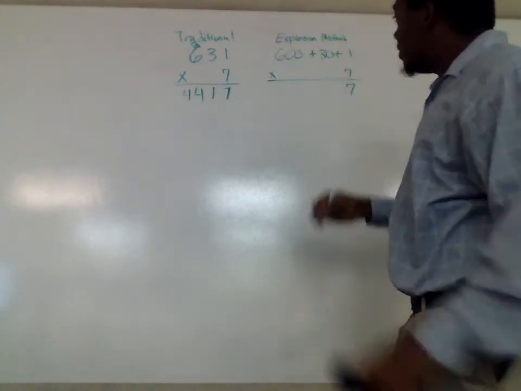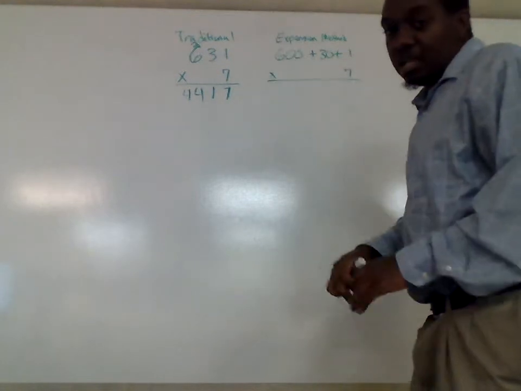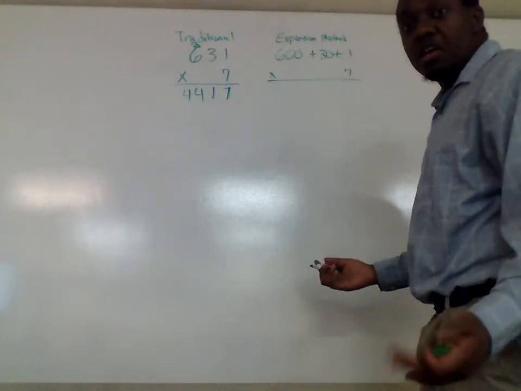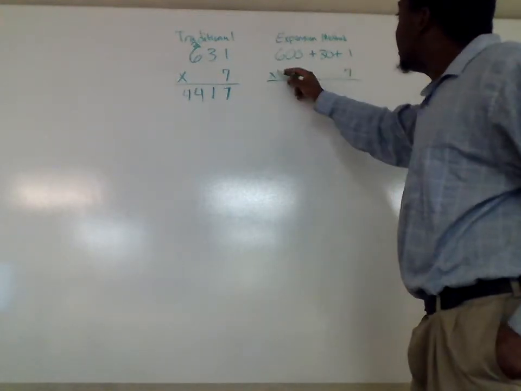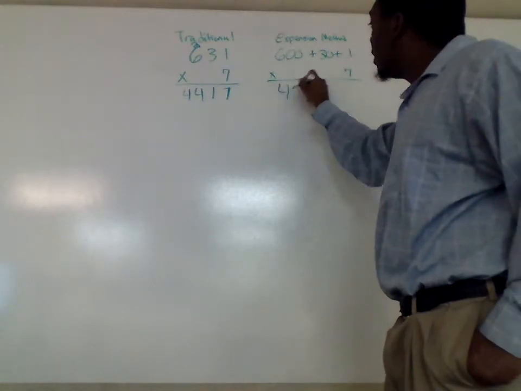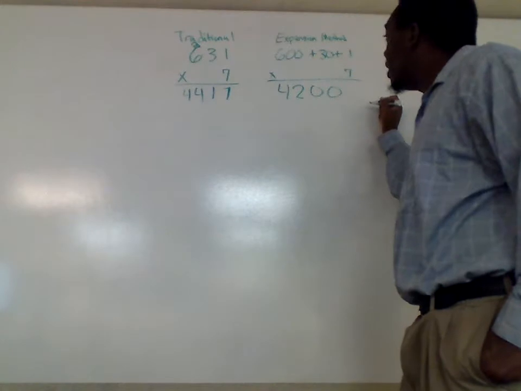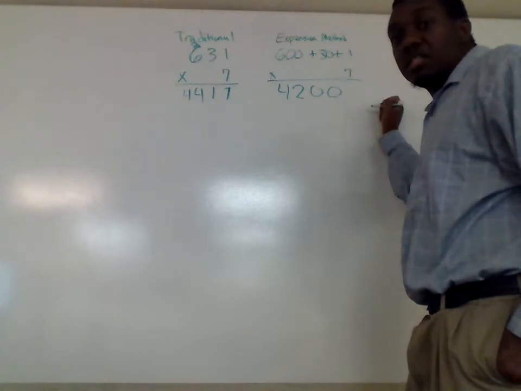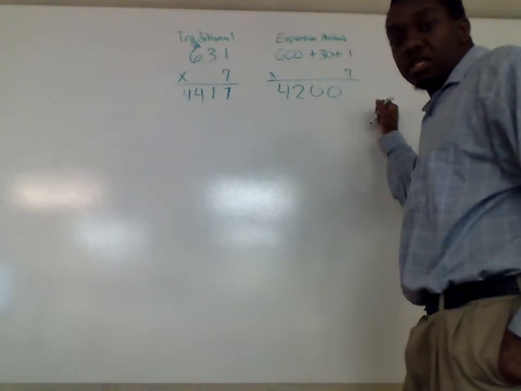And actually, when I do this, I like to start in the beginning because it doesn't matter which order you do. It just looks better when you start in the beginning. So 7 times 600 would be 4,200. Okay, that's easy. 6 times 7 is 42. Put the 2 zeros at the end.